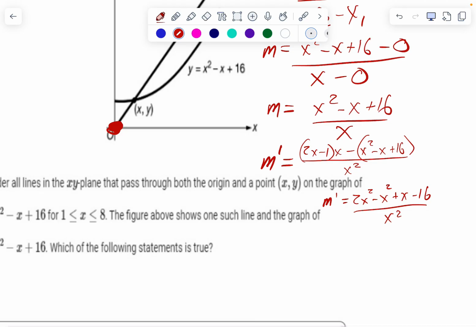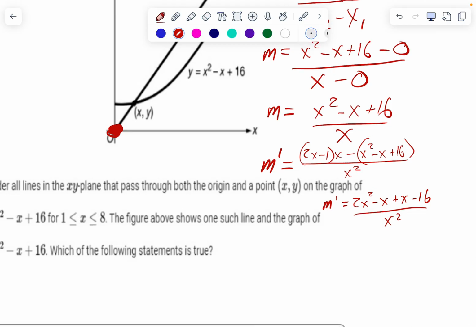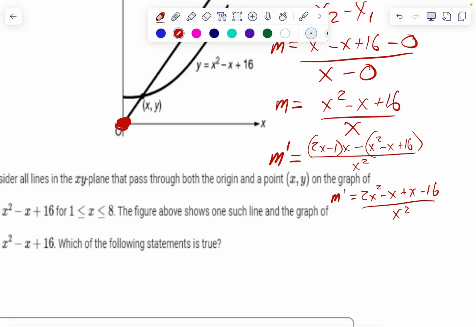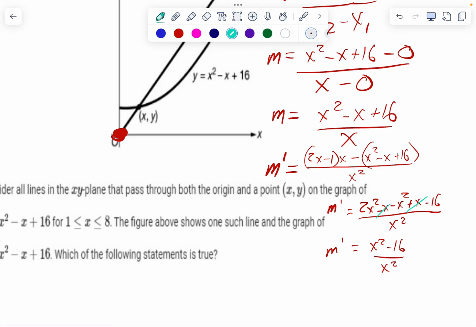If you notice, I wrote that wrong. Hold on, I lost a term. Let me rewrite it. Sorry about that. 2x squared minus x squared plus x minus 16. There we go. Those two x's cancel, and then 2x squared minus x squared is just x squared. So we get x squared minus 16 over x squared. Everybody good on that? Okay.